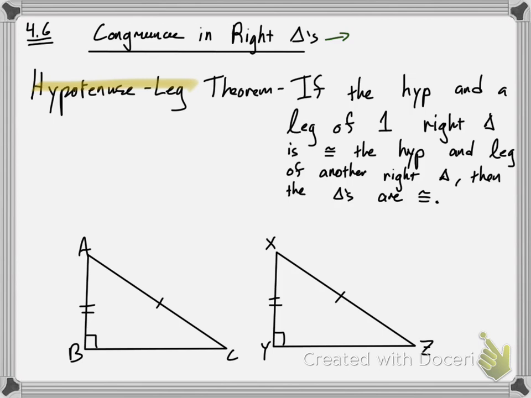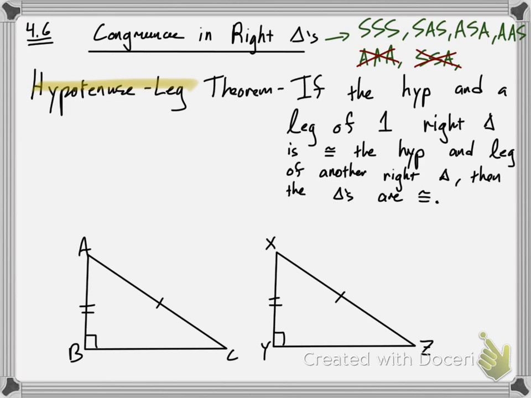The shortcuts that we were allowed to use so far would be side, side, side; side, angle, side; angle, side, angle; and angle, angle, side. So those are the four shortcuts that we have been using. Some shortcuts that we came across that we avoided would be SSA and angle, angle, angle. So AAA and SSA. Okay, these are ones that do not prove congruence.